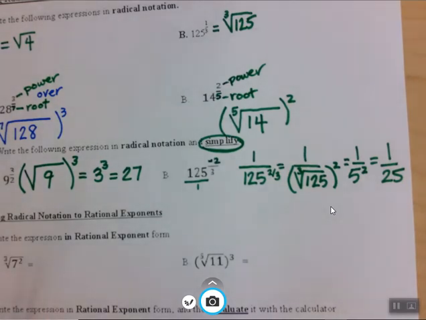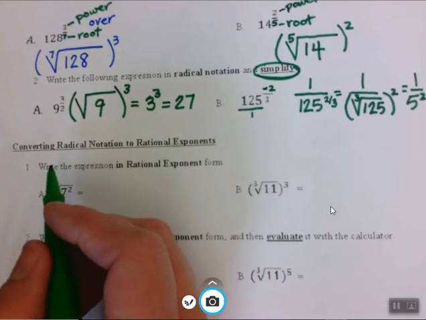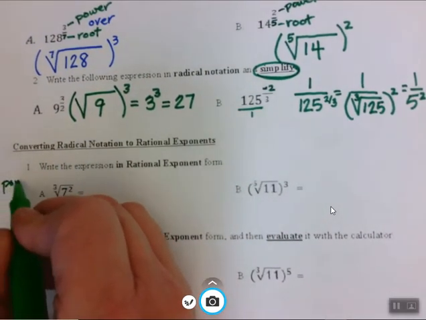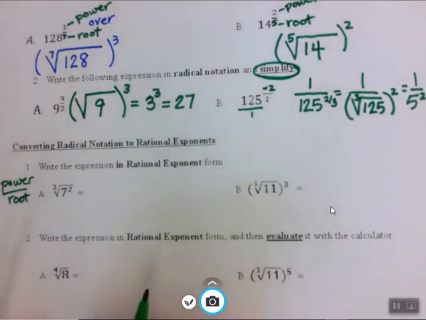Good. Okay. So now we're going to work backwards. We're starting with the root, and we're going to make it into an exponent. So remember, the exponent is power over root. What is the base going to be? What's the base of my exponential expression?